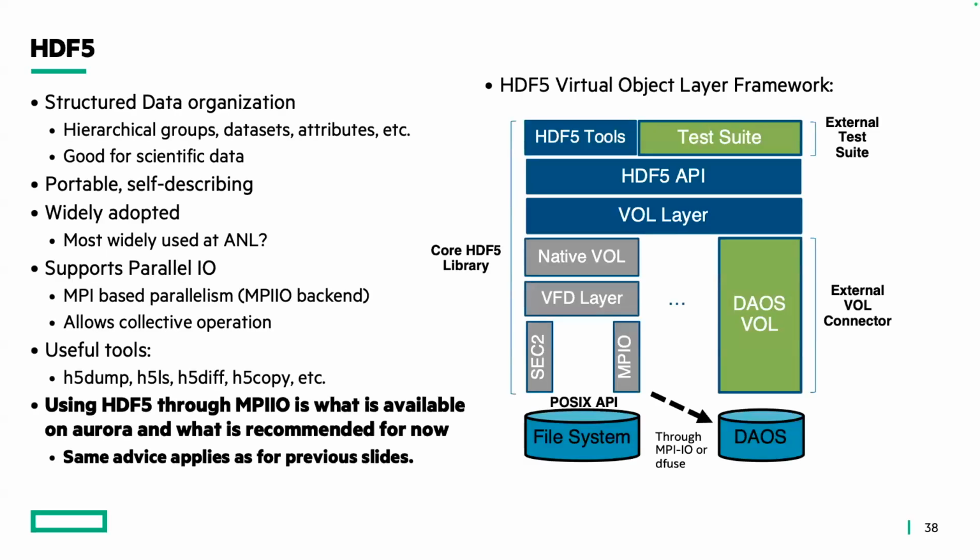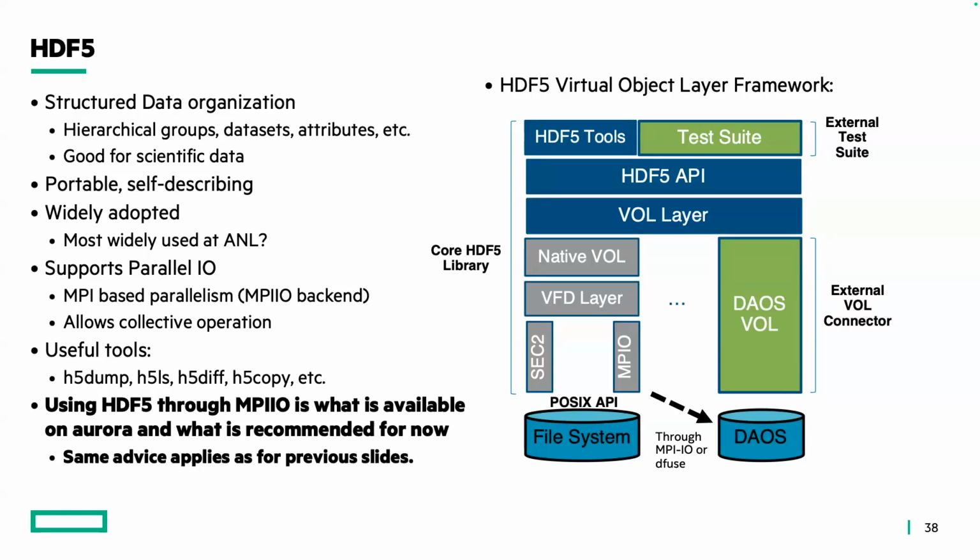So as I said, ROMIO, the MPI-IO, is a building block for many IO libraries, and HDF5 is one of them. So HDF5 is, I think, as a library, very popular. A lot of applications use that. It's usually most widely used. I've seen some statistics before, but yeah, it is very popular, and it supports parallel IO.